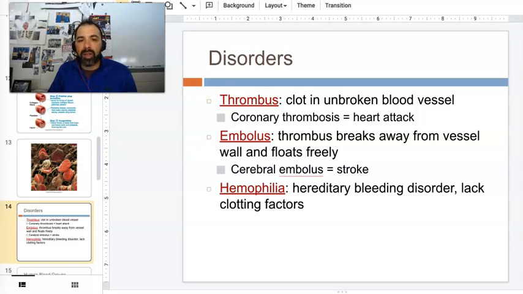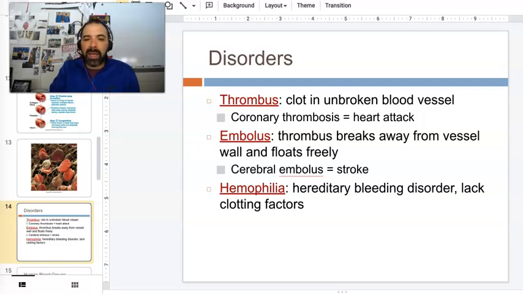And so a blood clot occurs for whatever reason. And then an embolus or an embolism, this is a thrombus that breaks away and it floats. So a cerebral embolus or cerebral embolism is a stroke. And what happened is a blood clot in another part of the body has traveled to the brain essentially and can lead to a cerebral embolism or stroke.